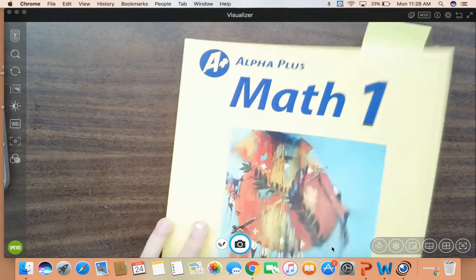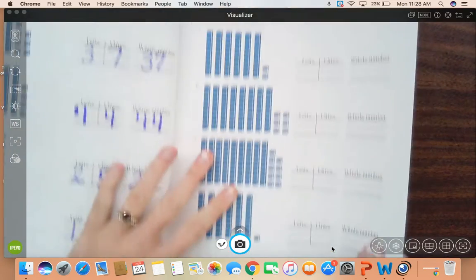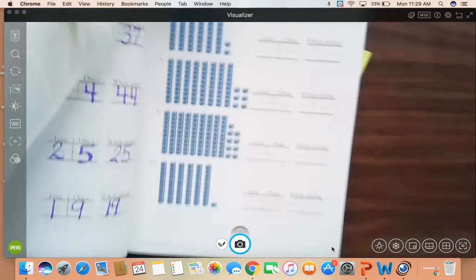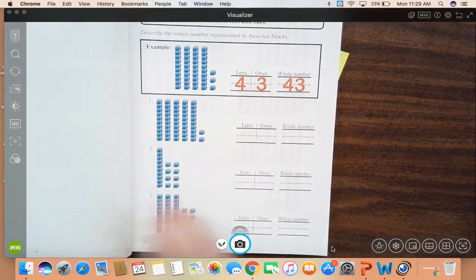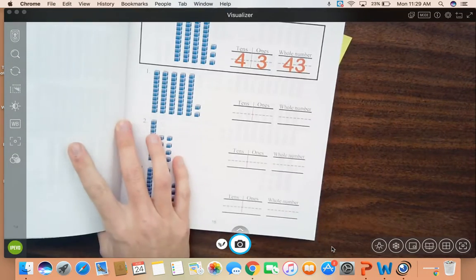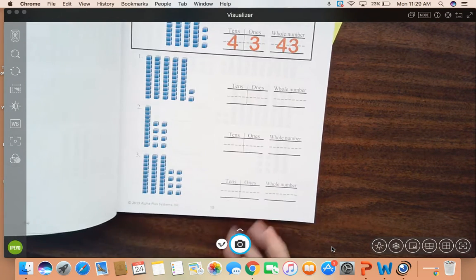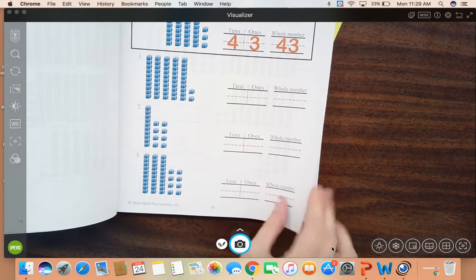Okay, let's go ahead and do our math. So you guys should have done this yesterday. Let me pull my thing up here a little bit. Okay, so today we're going to be talking some more about tens and ones. And it is page number 15. So that's the page you're going to do with me in just a minute.